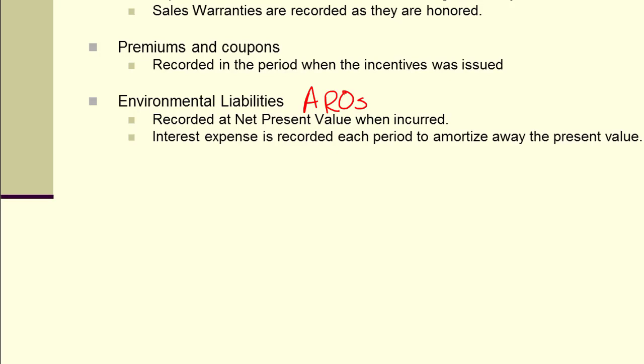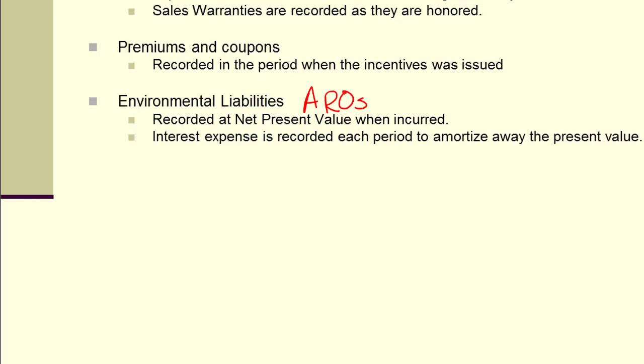We usually record it at its net present value when we build the asset, or when we first become aware that we're going to have this obligation to clean up after ourselves. So we don't record these at what we think we're going to end up having to pay in 5 or 6 years. We use the net present value and discount it back to today, because this is often done several years in advance of when we'll actually have to do the cleanup.